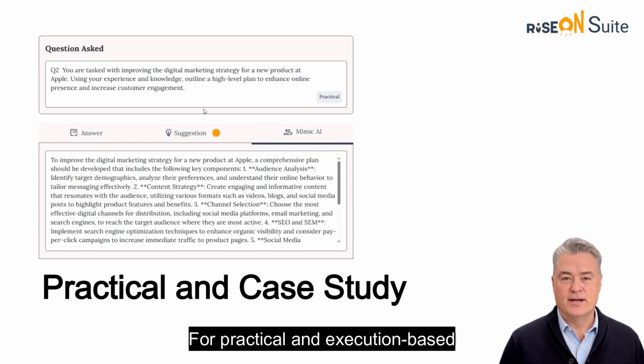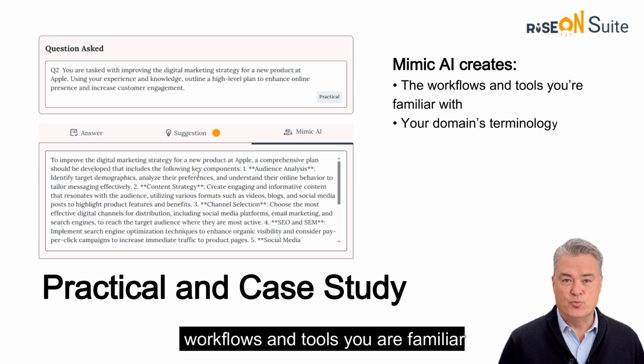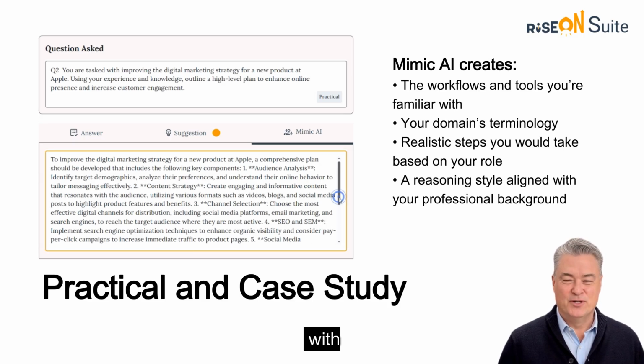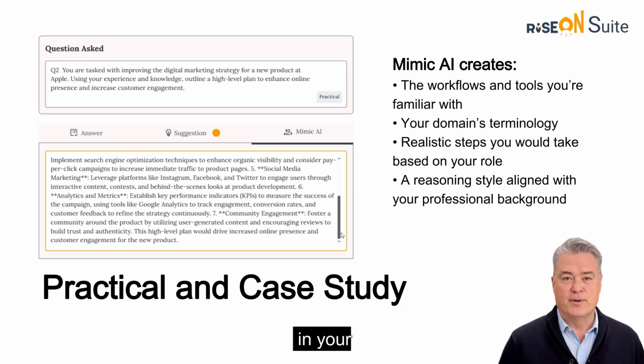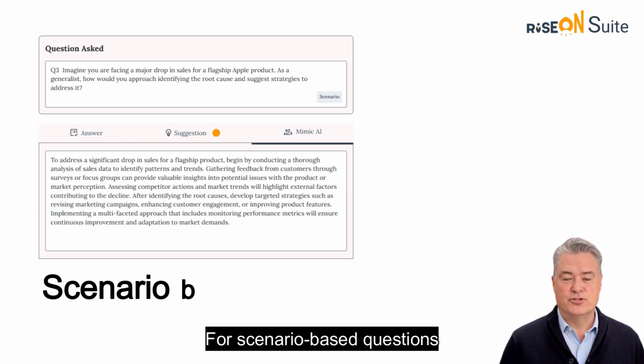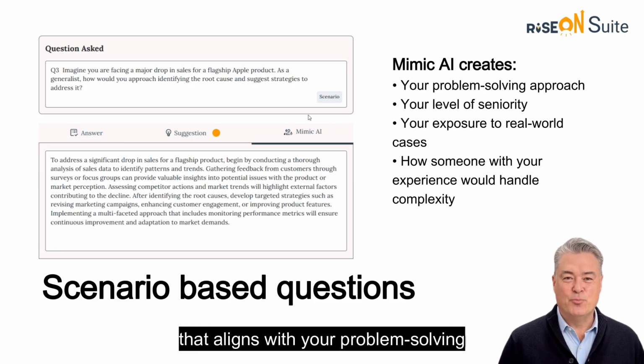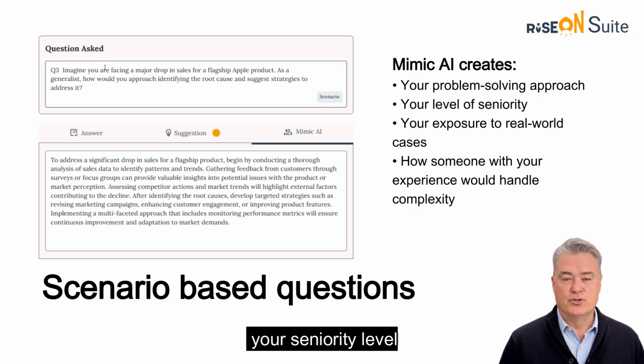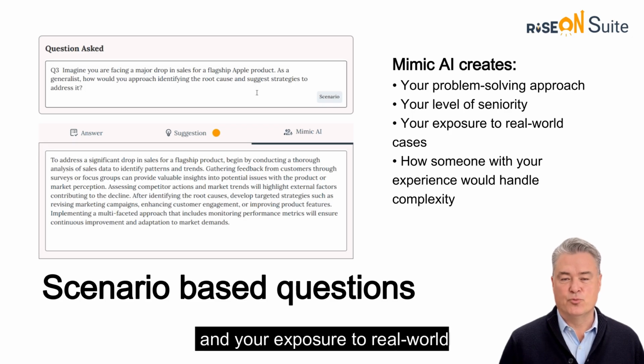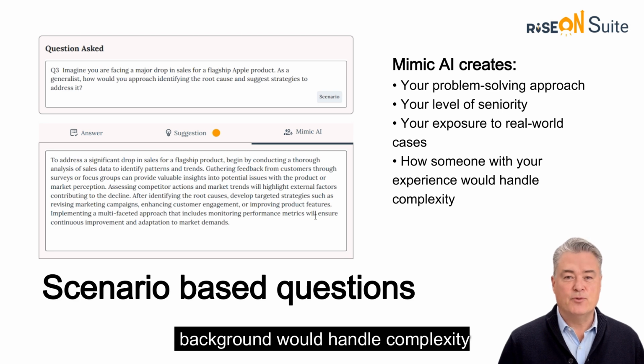For practical and execution based questions, Mimic AI shapes responses using workflows and tools you are familiar with. It uses the terminology common in your domain and builds steps that are realistic for your role. For scenario based questions, Mimic AI generates a response that aligns with your problem solving style, your seniority level, and your exposure to real world cases. It models how someone with your background would handle complexity.